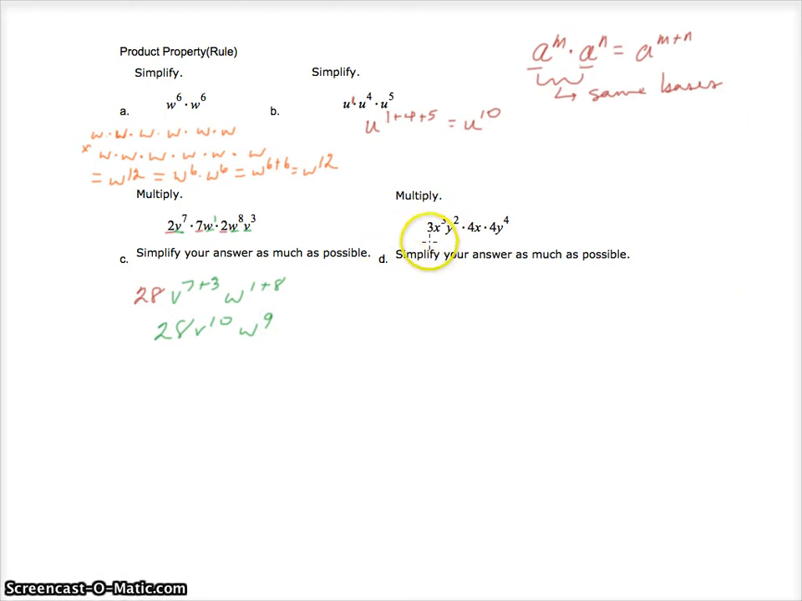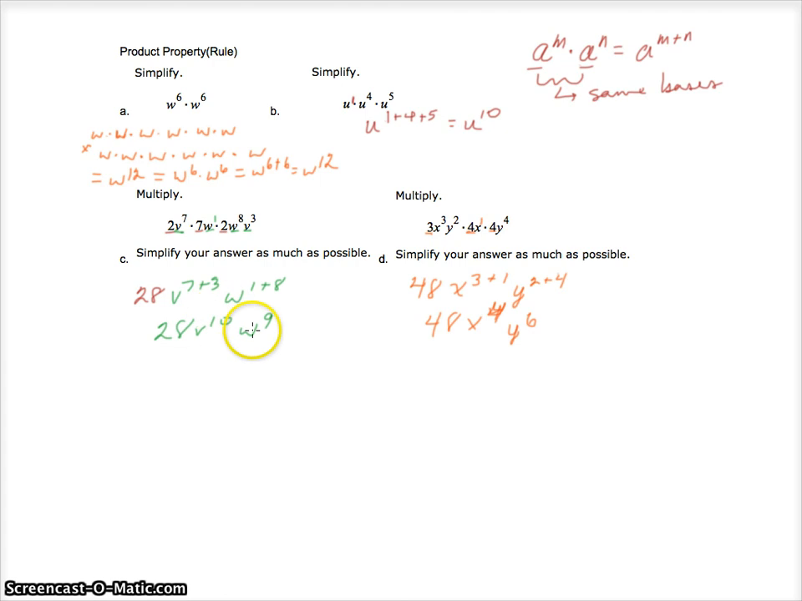Part D, let's look at part D now. I want to again collect my coefficients, 3, 4, and 4, so that's 12 times 4 is going to give me 48. I've got x cubed and x to the 1st, so it's x to the 3 plus 1, and y to the 2 plus 4. So 3 plus 1 is 4, so 48, x to the 4th, y to the 6th.